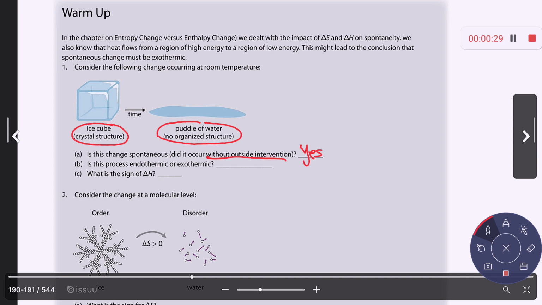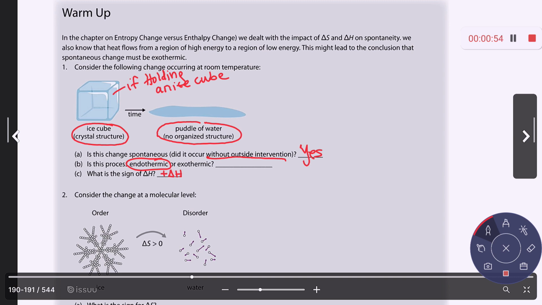Is this process endothermic or exothermic? Well, if you're holding an ice cube, then the heat from your hand is being used to melt the ice cube. So that means this is endothermic. What is the sign of delta H? Well, for endothermic processes that are absorbing heat energy, the delta H sign will be positive.